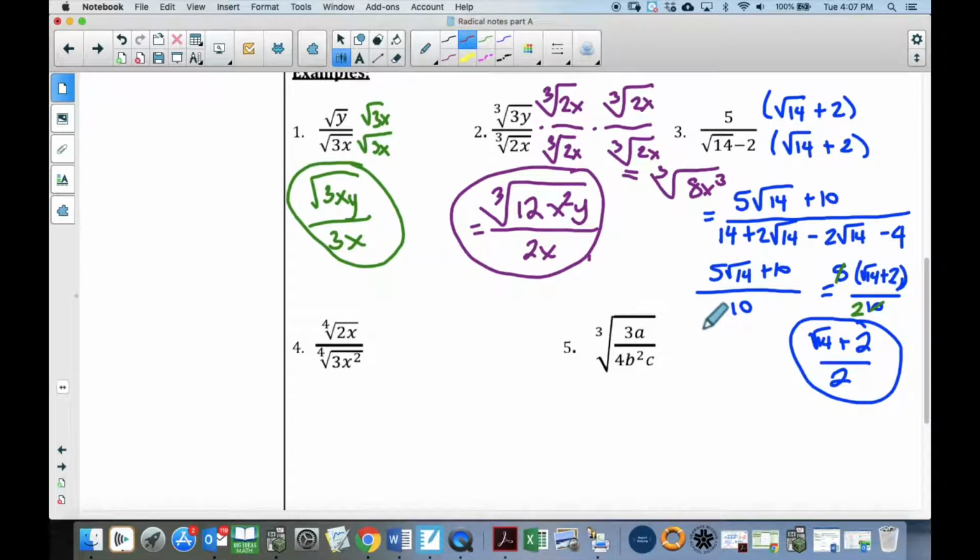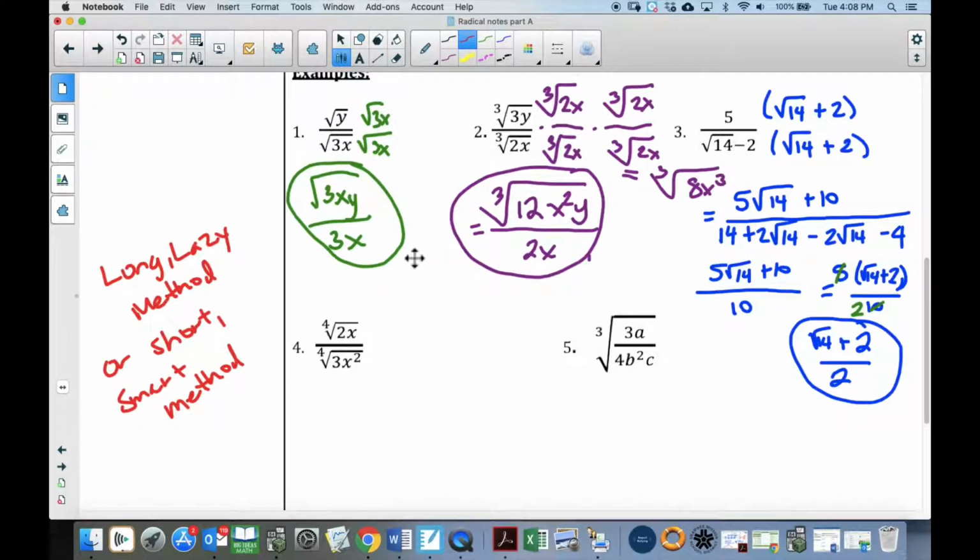Okay, let's get back to what we were talking about with number 2. Remember what I was talking about is that it's a third root, so you need 3 of them. Okay, same thing on number 4. But this time it's a fourth root, so I need 4 of them. Now, I will say that there is what I call a long lazy way or a short smart method.